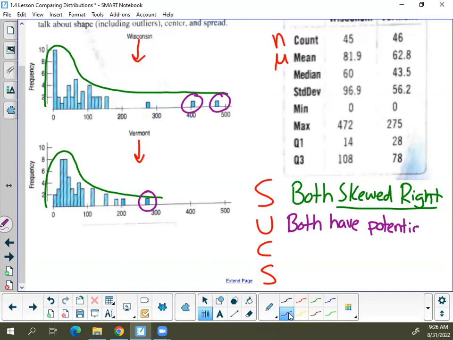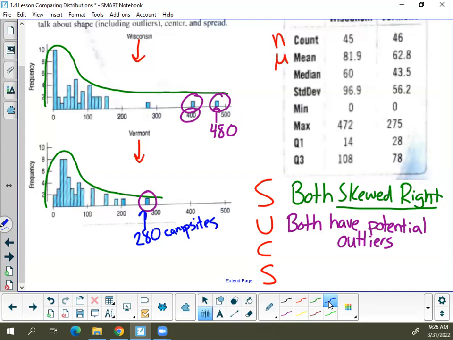And we can talk together about how to calculate if something is an outlier. And then we might want to say where they are. So in Wisconsin, we would want to say that the potential outliers are at around 400 campsites and maybe 480 campsites. We're estimating here. And in Vermont, we're at about 280 campsites. This is quantitative data. We can measure it in number of campsites, so we want to use the units when we talk about it.